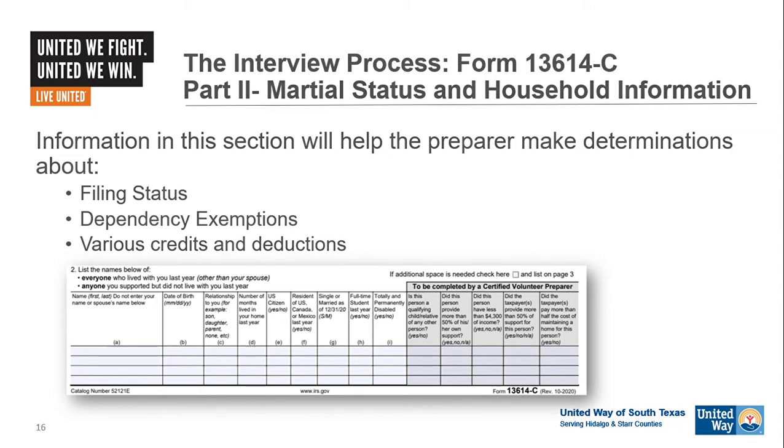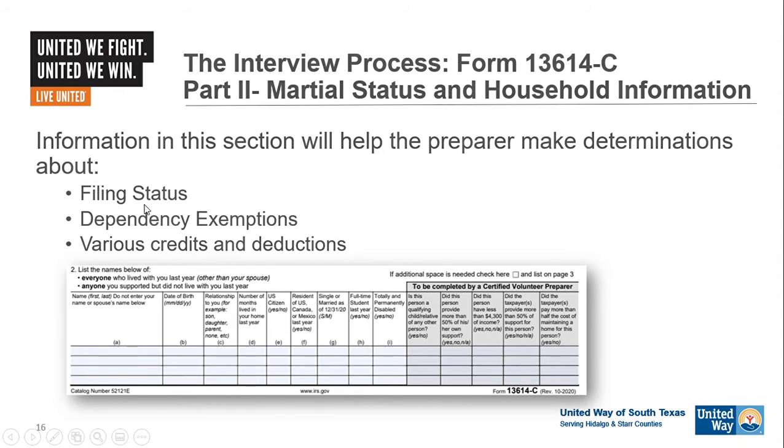Information in this section will help the preparer make determinations about the filing status, dependency exceptions, various credits, and deductions. Here in this section, it says to list the names of everyone who lived with you last year, and anyone who supported you but did not live with you last year. Mainly they will list the dependents that they're claiming, with information like their date of birth, the relationship, and number of months lived with you.